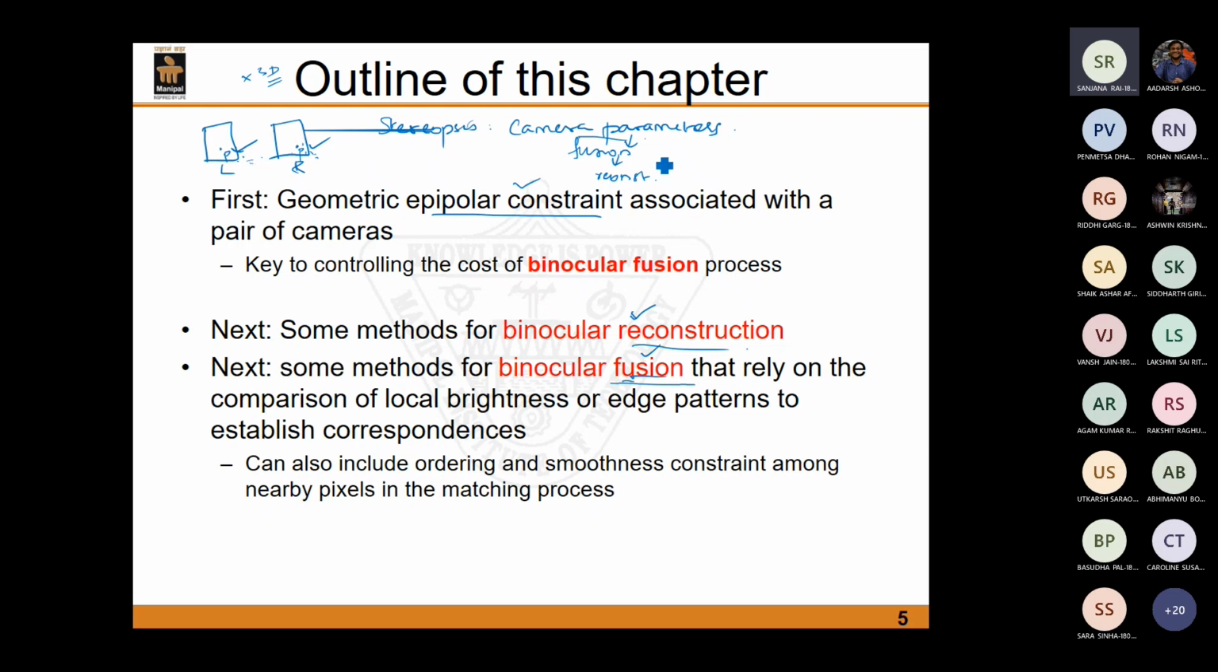But remember, this is the procedure. First, the camera parameters need to be known, and then you go about with fusion to find the corresponding point pairs, and then you go about with reconstruction to finally determine the capital point P, or the 3D point P.